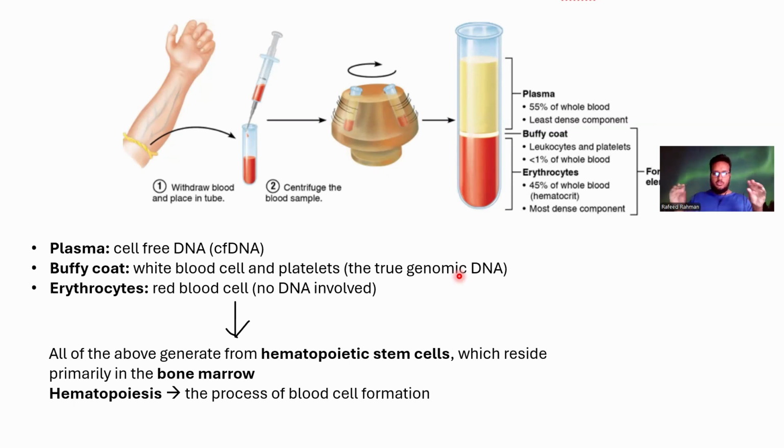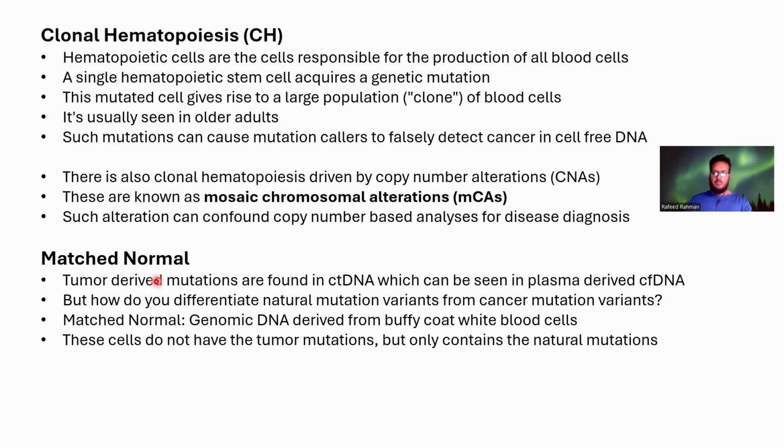So if you record those mutations, then when you analyze cfDNA, and the mutation caller tells you that it thinks this mutation is a cancer mutation, then you simply check the Buffy coat mutations. If that mutation is there in the Buffy coat, then no, this is not a cancer mutation. This is a natural variation. If that mutation detected by your mutation caller does not exist in the Buffy coat, then you can say that yes, this is probably a cancer mutation. That is the function of matched normal. So matched normals are widely used for mutation-based cancer research because of this.